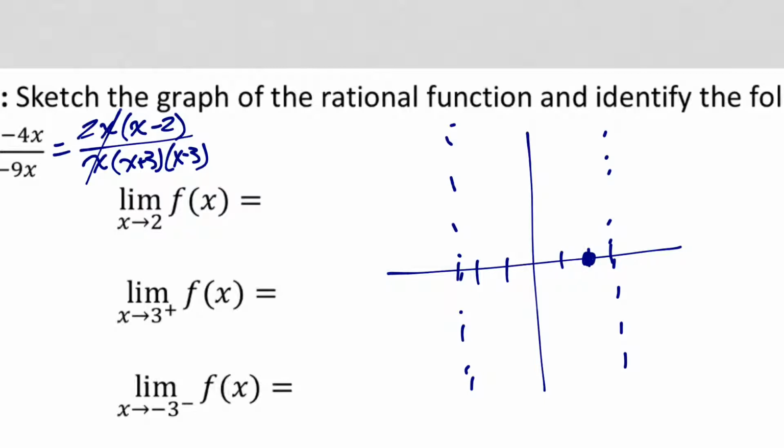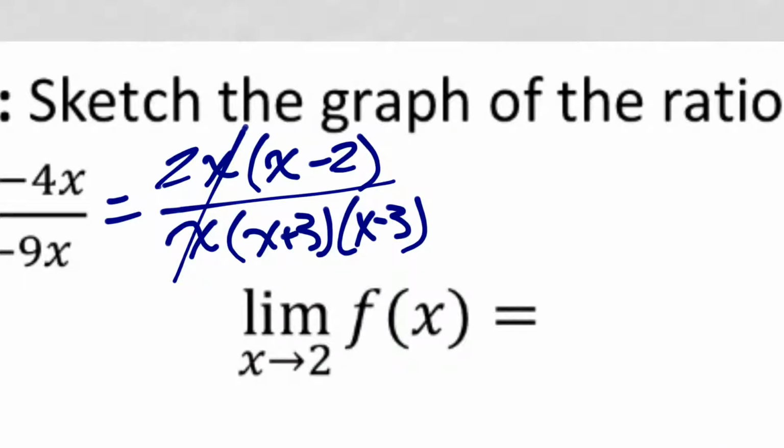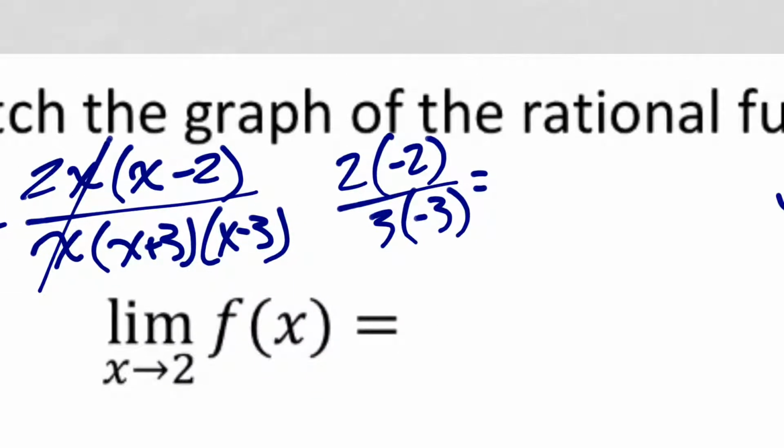And so to sketch this, we need to know one point somewhere. So let's go ahead and find the value of that hole. To find the value of that hole, we've got to plug in the x value of the hole, which is 0. So take the hole out, plug it in. 2 times 0 minus 2 is negative 2, over 0 plus 3 is 3, times 0 minus 3 is negative 3. And so the negatives cancel, and we're left with 2 times 2 is 4, over 3 times 3 is 9. So a positive 4/9.